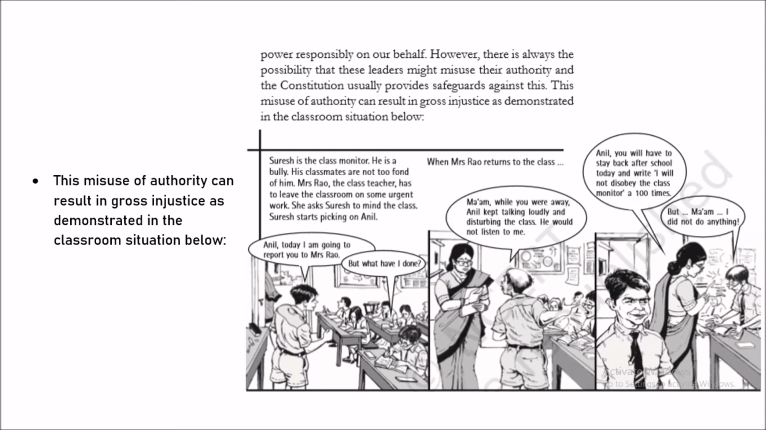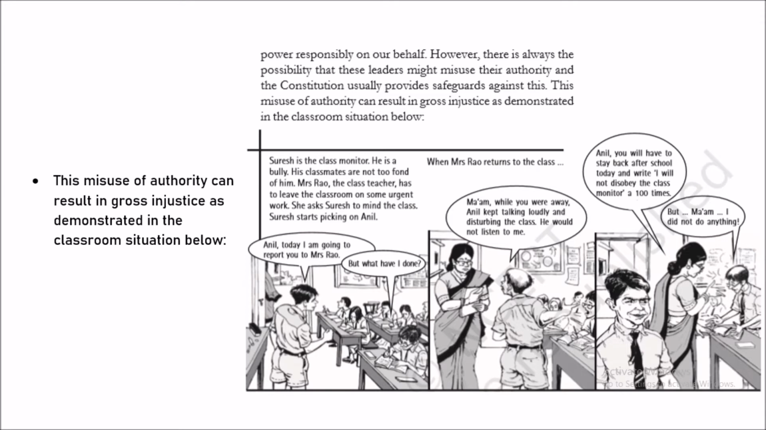So here in an example, Mrs. Rao is a class teacher and Suresh is being made the class monitor. In the first scene on the left-hand side you can see he is a bully by nature and he is not liked by his classmates. But the class teacher has to leave the classroom on some urgent work. She asks Suresh to mind the class. Suresh starts picking on Anil.